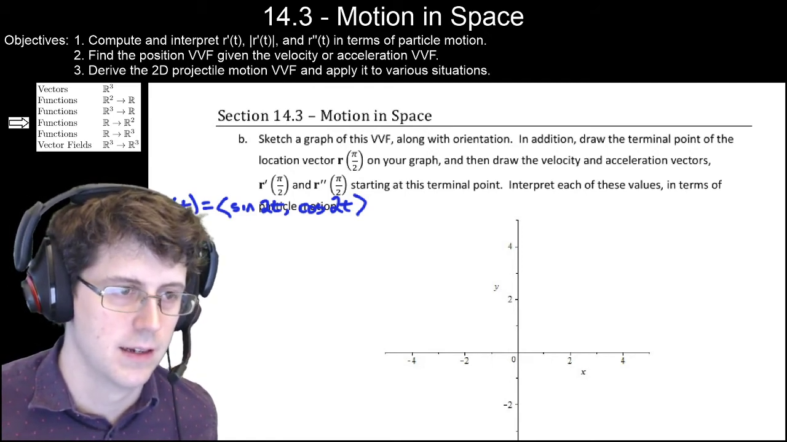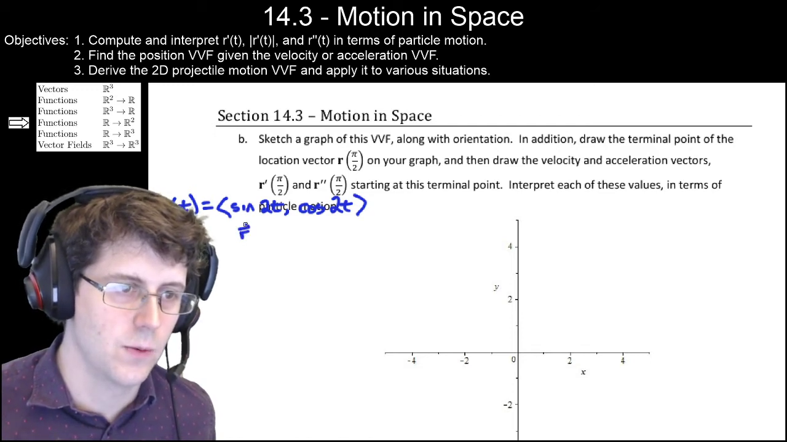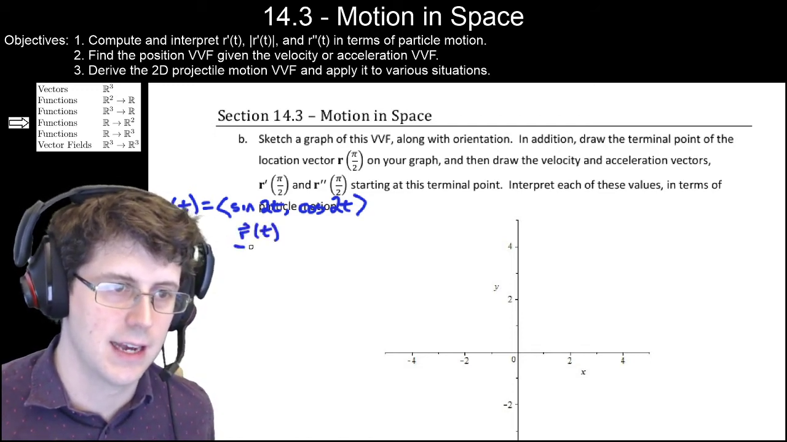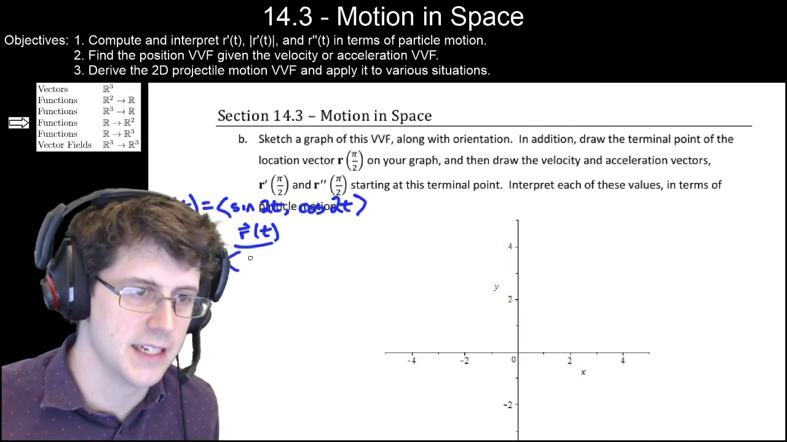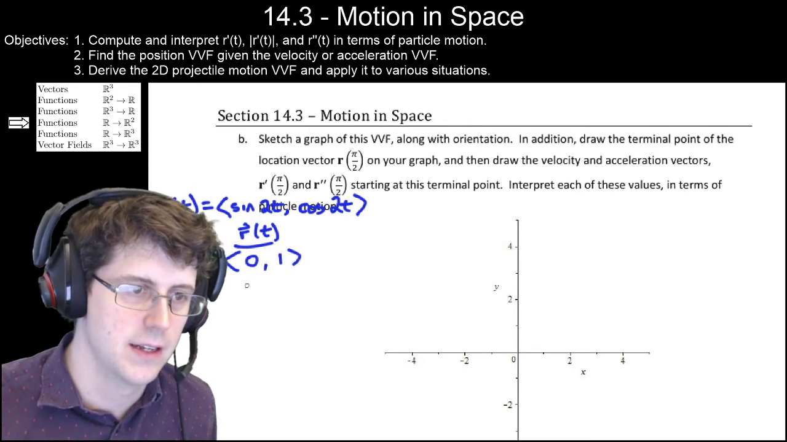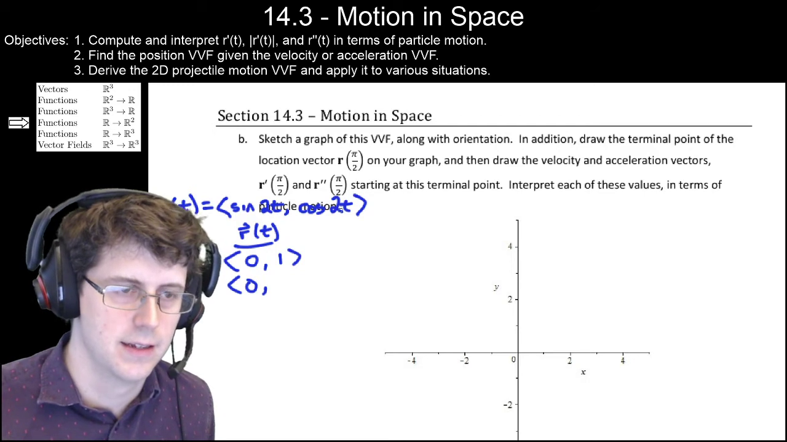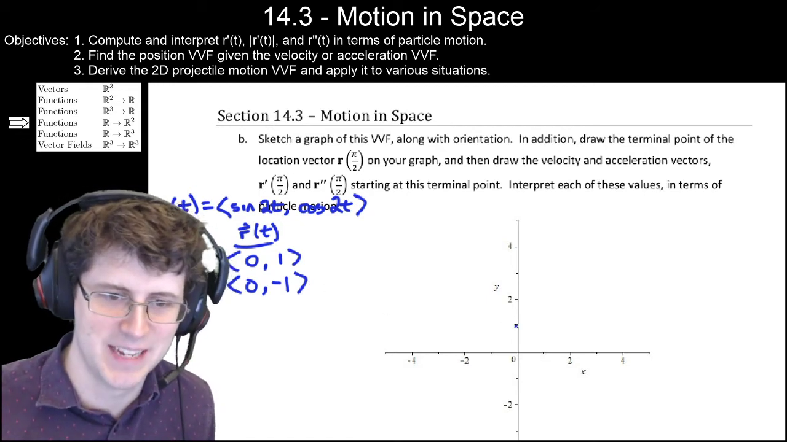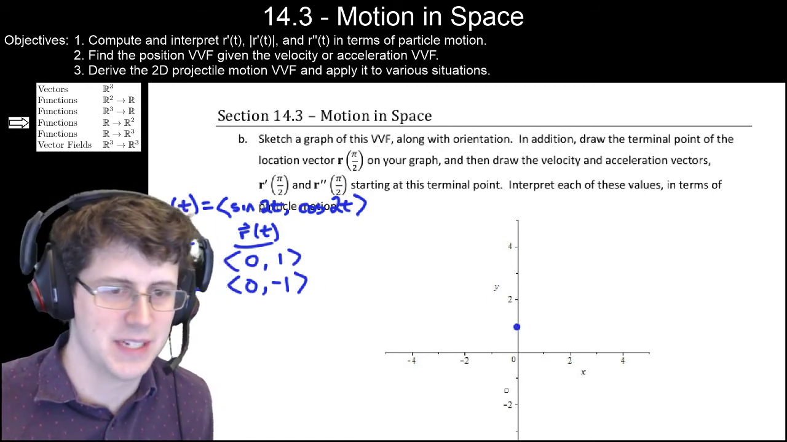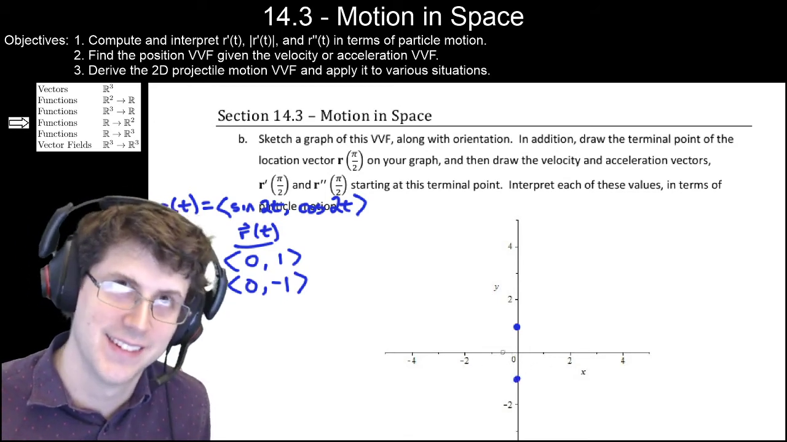Plug in my favorite values of t, and figure out where my position is at those times. At t equals 0, I get sine 0, cosine 0. At t equals pi over 2, I get sine pi, cosine pi? That didn't tell me anything. So I went from 0, 1 down to 0, minus 1. That doesn't tell me if I'm going clockwise or counterclockwise. Okay.